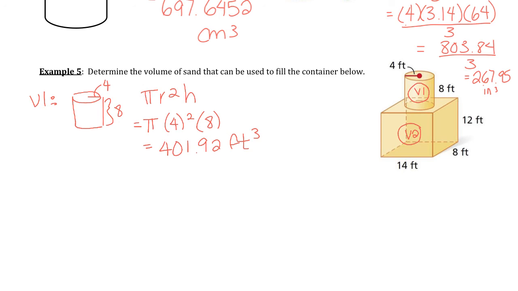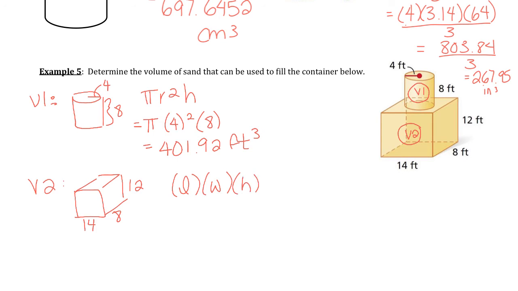Okay, then I'm going to do volume 2, which is that box on the bottom where I have 14, 8, and 12. So my volume for this one is obviously going to be length times width times height. So I have 14 times 8 times 12, which gives me 1,344 cubic feet.